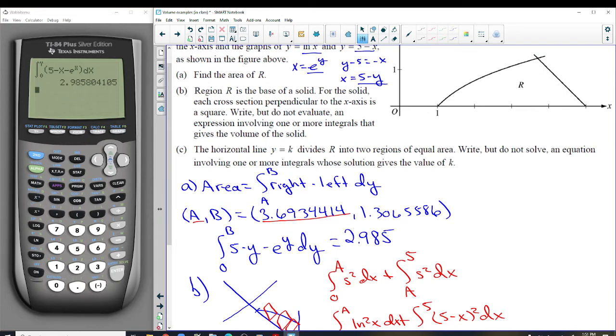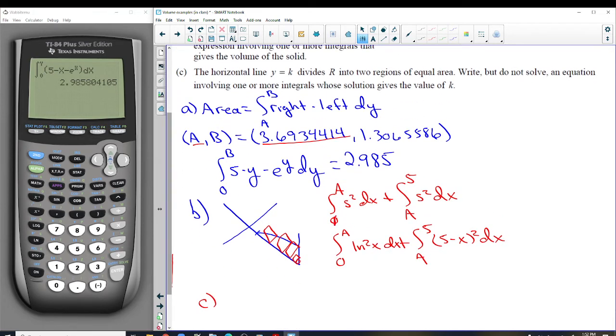Oh, I messed up. I have a mistake on B. Anyone know what it is? I just caught it. I'll come back to C. One to A. Very good. Good catch. Natural log starts at 1, not at 0. 1 to A. I mean, it's a small mistake. I'd probably lose 1 point off of that. But it's 1 to A, not 0 to A.